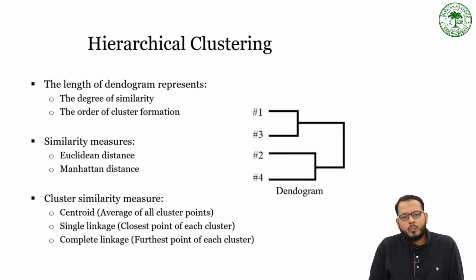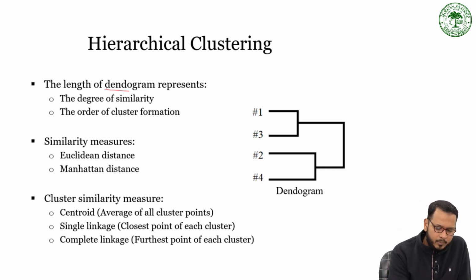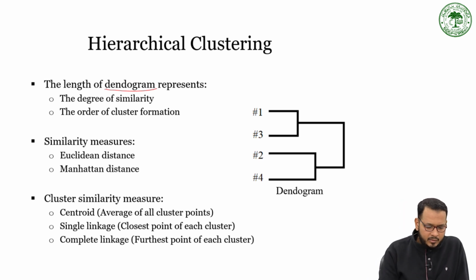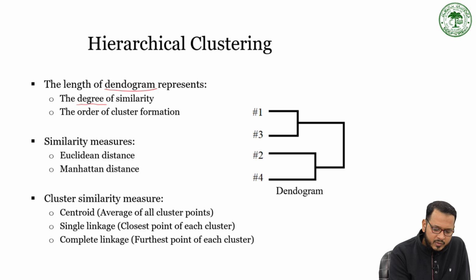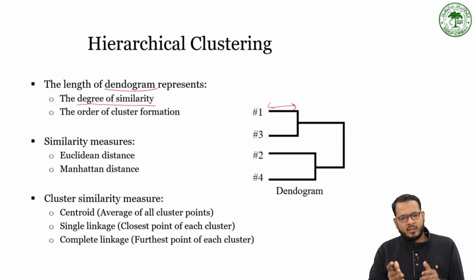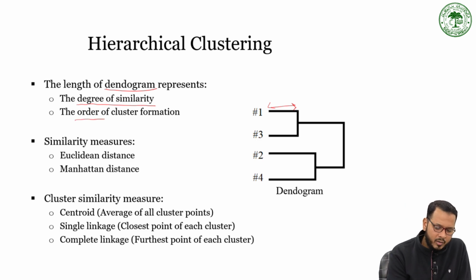Now there are a few points to be discussed regarding hierarchical clustering. First of all, let's discuss the dendrogram. When we see a dendrogram, it represents two things: the degree of similarity between points. The shorter the length is, the more similarity there is between those clusters, and it also tells the order of formation.